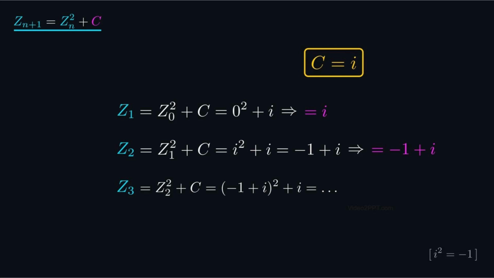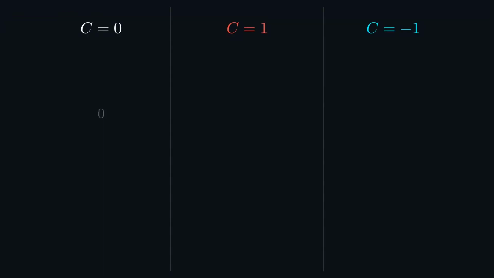Similarly, to find the value of z2 we put n equals 1. As we have already calculated the value of z1, we can use it and we get z2 equals minus 1 plus i. In this way, to find the value of z3, put n equals 2 and use the value of z2. I think now we are clear with the steps to find the further terms of the sequence: z4, z5, z6 and so on.